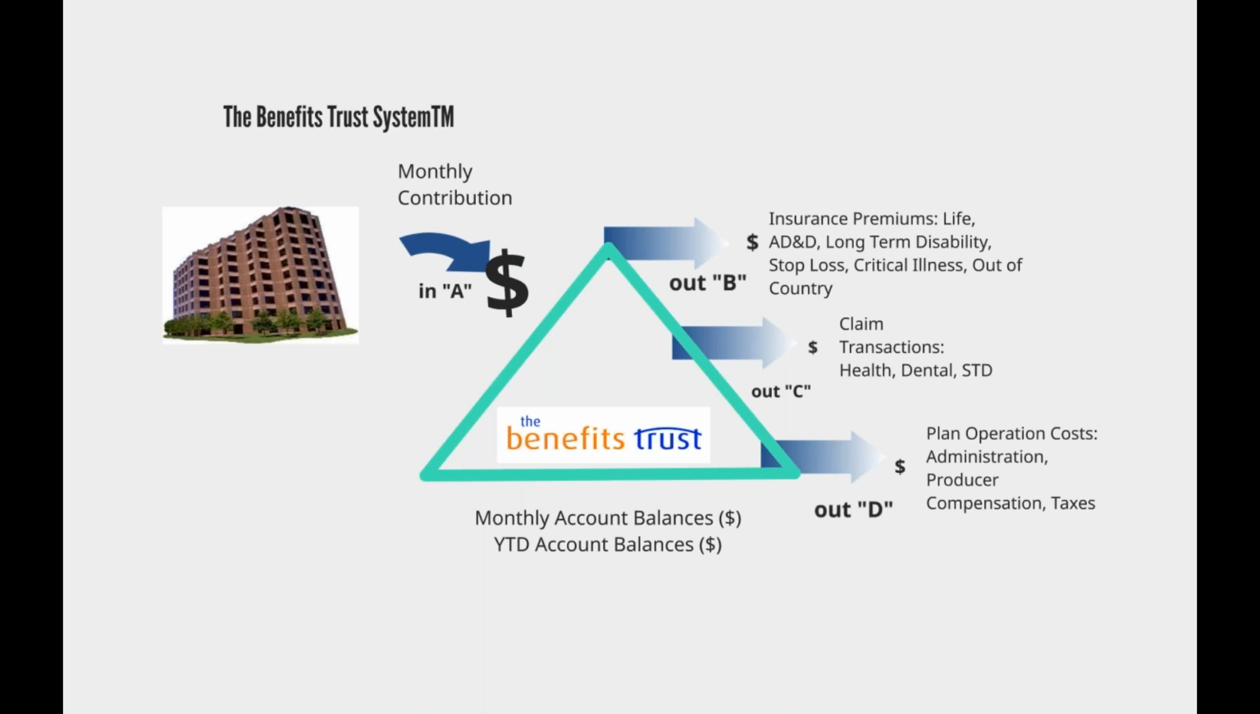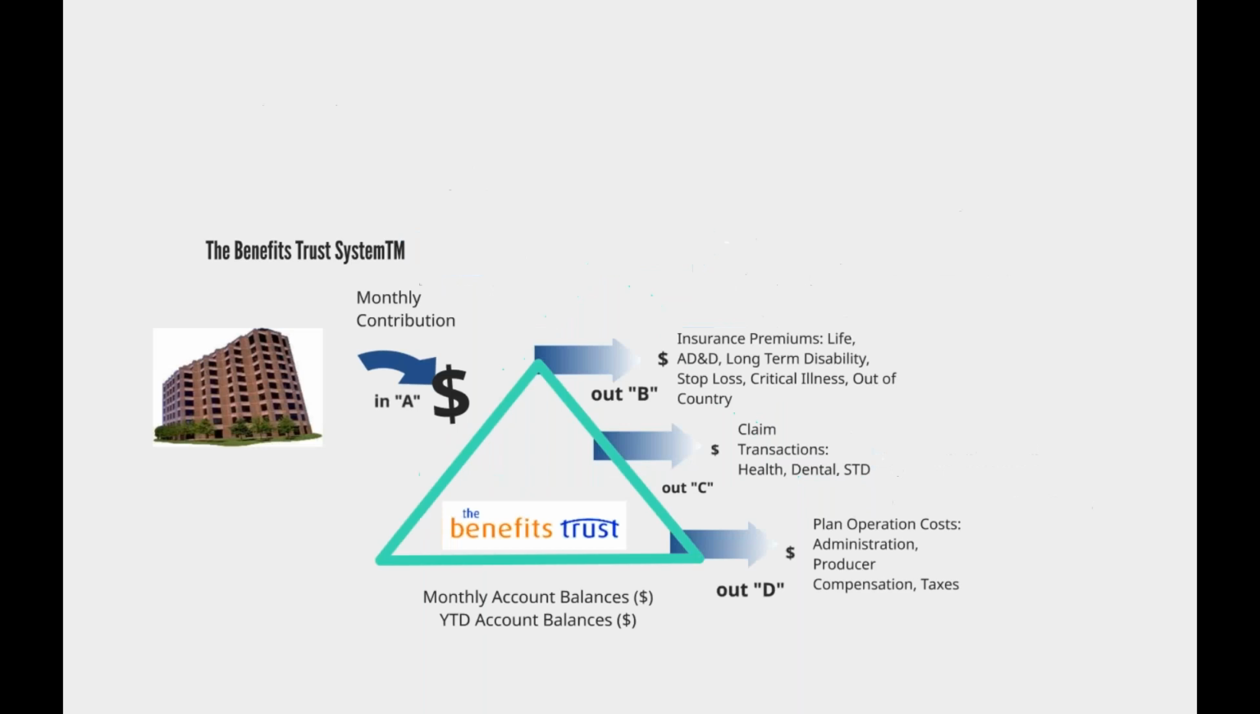It's to keep the promise that the employer is making to the employee from a risk perspective, from a claim transaction perspective or a reimbursement perspective, and from a plan operation perspective. And then we take that information and we report back to the parties on a routine basis, in this case monthly, so everybody can see exactly where they are at any point in time.